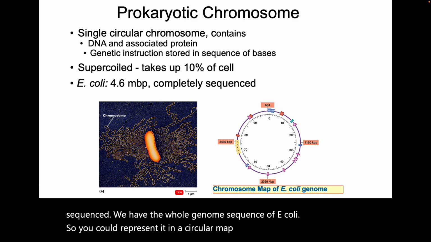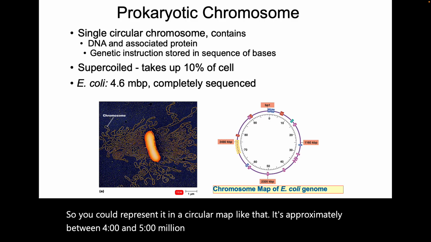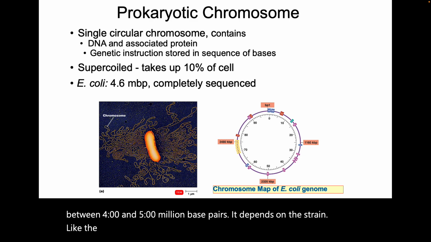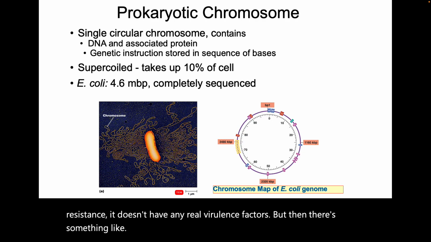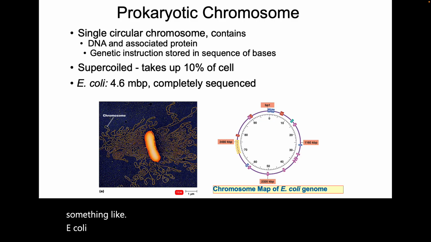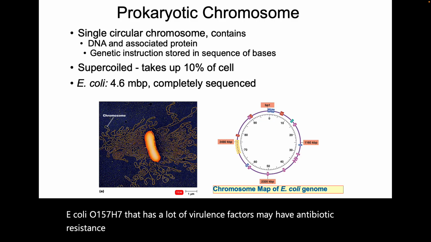It's approximately between 4 and 5 million base pairs. It depends on the strain. Like the lab strain that you work with all the time, it doesn't have antibiotic resistance, it doesn't have any real virulence factors. But then there's something like E. coli O157:H7 that has a lot of virulence factors, may have antibiotic resistance, and the genome might be larger.